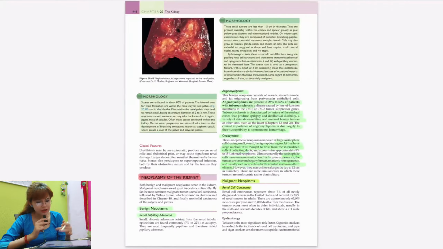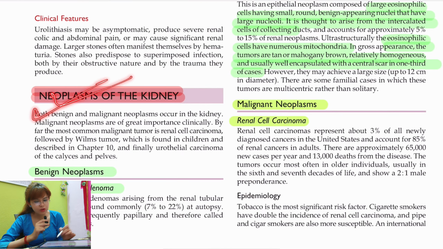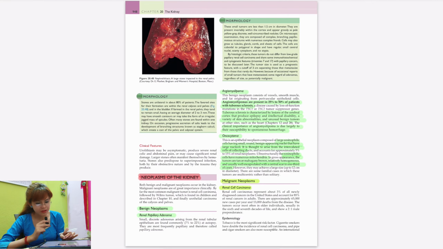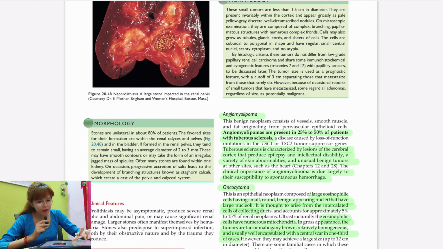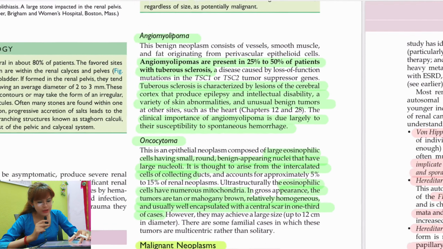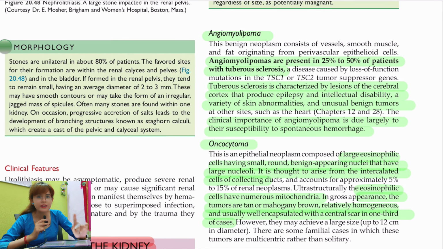Okay. Renal neoplasms: you must understand this is a very important topic, under which you have benign and malignant. Among the benign ones, you have renal papillary adenoma and angiomyolipoma. Angiomyolipoma is important because it is present in 25 to 50% of the patients with tuberous sclerosis.